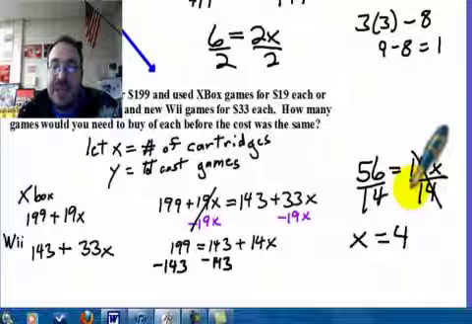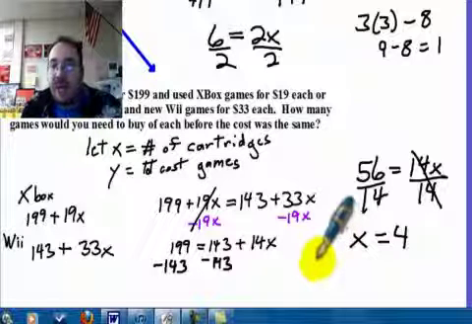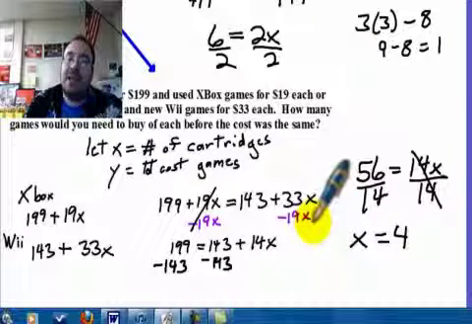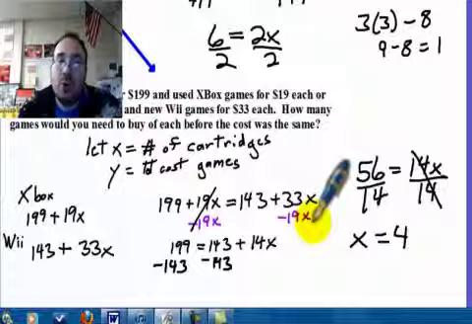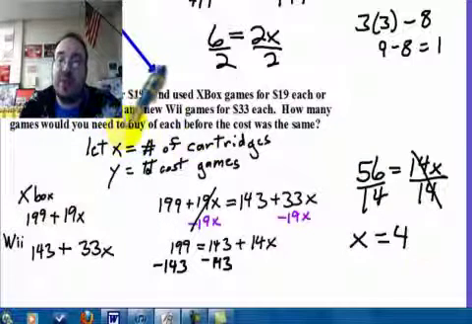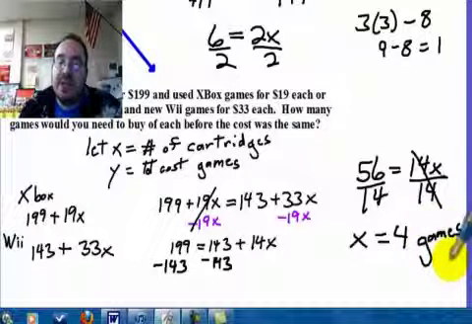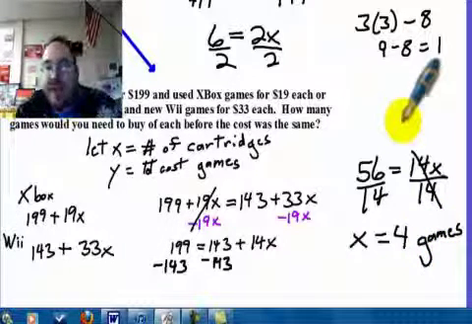Now, because Wii games cost more, if I buy more than 4, I should get an Xbox if I want to save money. If I'm going to buy less than 4, it's cheaper to buy a Wii because I don't have to pay as much to start out with. So if you get exactly 4, you can get either one you want if you like them both the same.